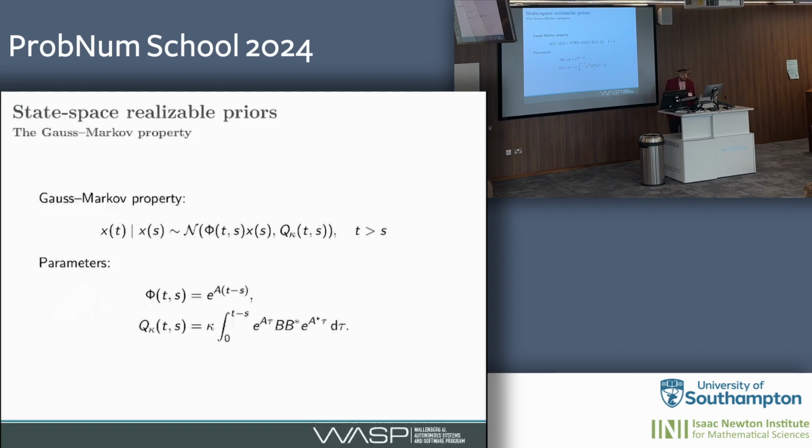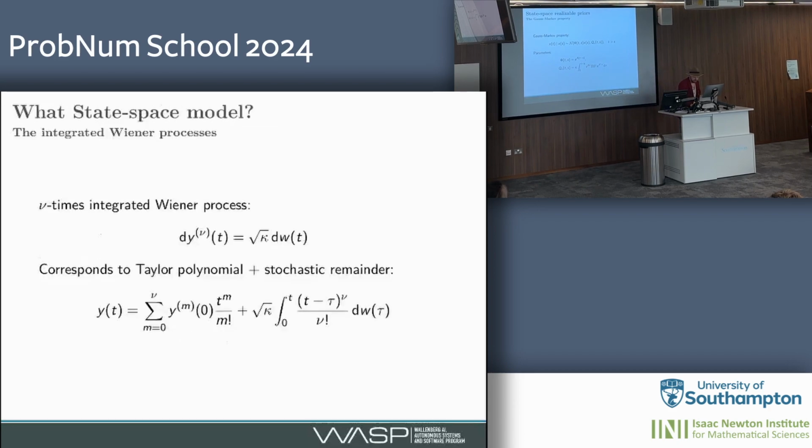And again, we'll discuss the Markov property. So we have these transition densities, and we have the transition matrix and the transition covariance. Same as before, I used this kappa in front here, which is to be decided. And so this was a fairly general structure of the model.